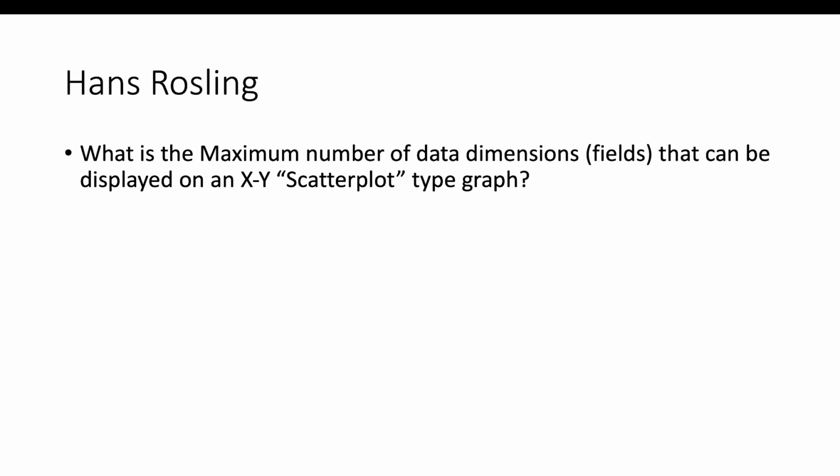But encoding only two dimensions into a graph is often not what we want to do. We want to try to encode as much information into a graph as we can. So what would the maximum number of data dimensions be that we could put onto a scatter plot type graph? Now, we're not going to talk about three-dimensional because later in the course we'll talk about why we want to avoid three-dimensional graphs in general.